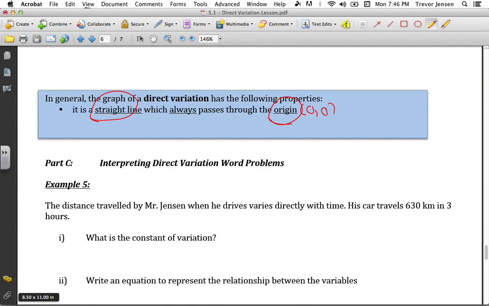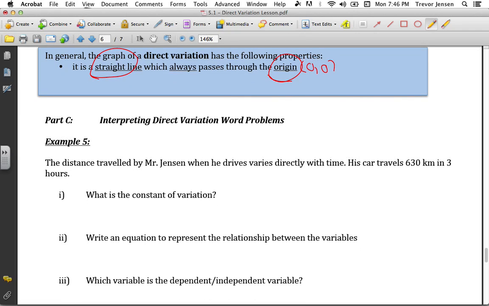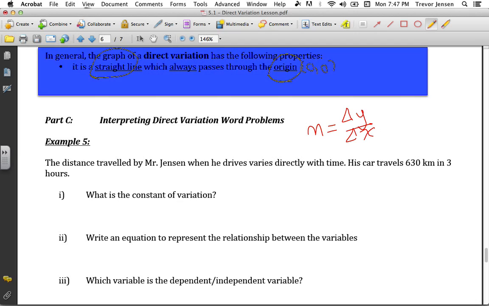Okay, now let's do some word problems. We're almost done. So we're going to have to be able to calculate a constant of variation from the sentence it gives me. In order to do that, I'm going to have to be able to determine which one is my dependent variable, which one is my independent variable. Because remember, the constant of variation, m, is equal to the change in y over the change in x.